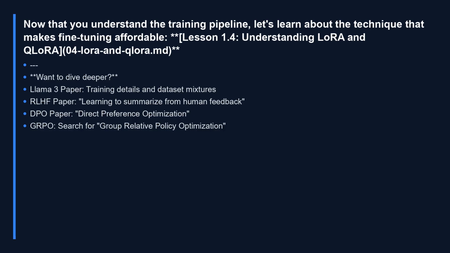If you want to go deeper on anything from this lesson, the Llama 3 paper has full details on their training data mixtures. The original RLHF paper, Learning to Summarize from Human Feedback, is the foundational reference. The DPO paper, Direct Preference Optimization, explains the math behind the simpler alignment approach, and Searching for Group Relative Policy Optimization will get you the GRPO paper. All worth reading when you're ready.